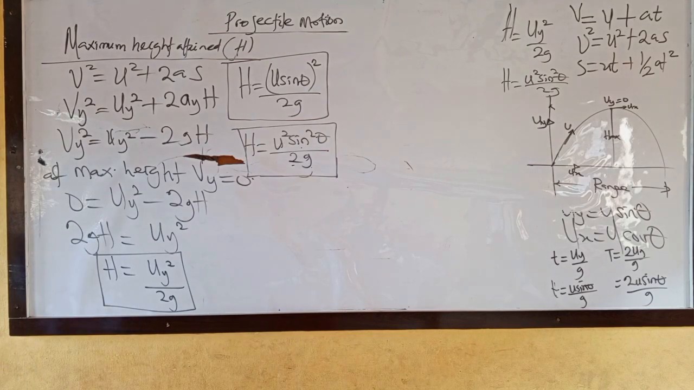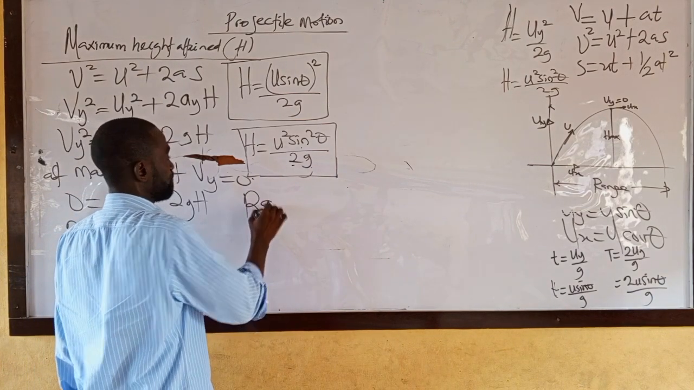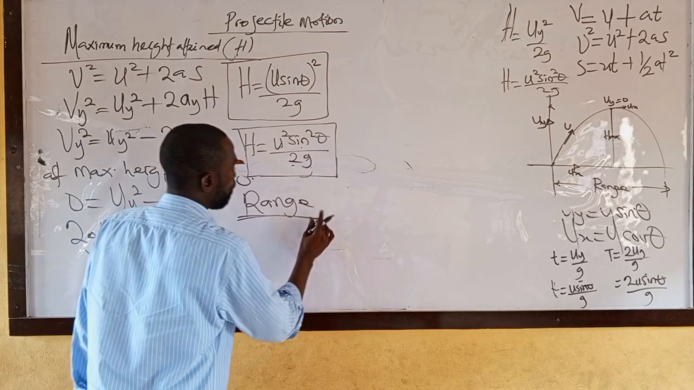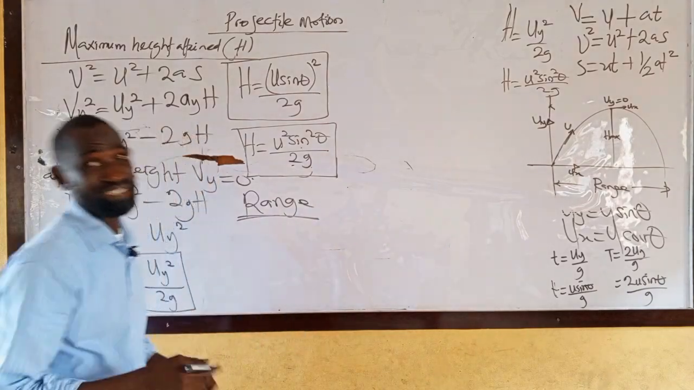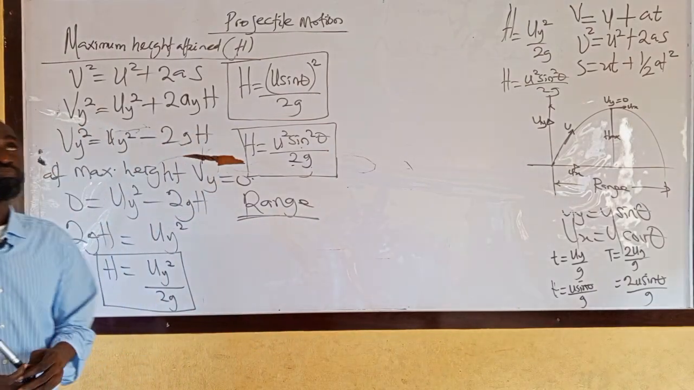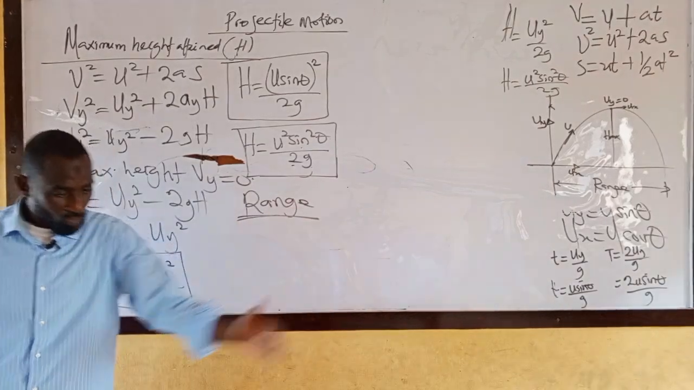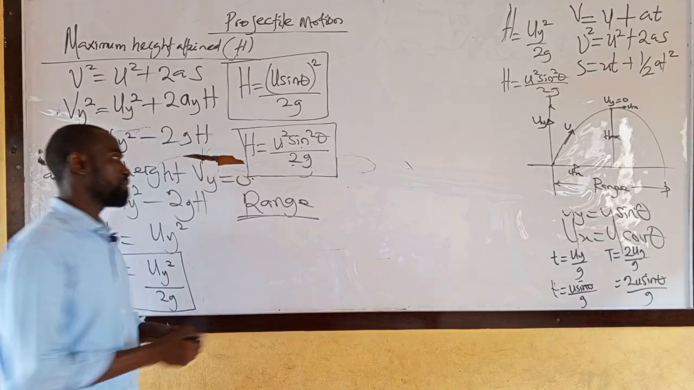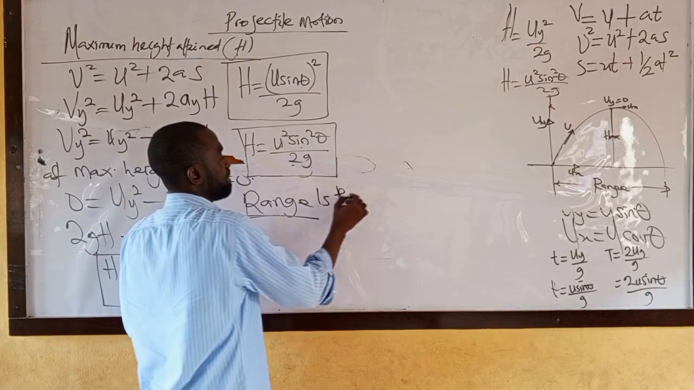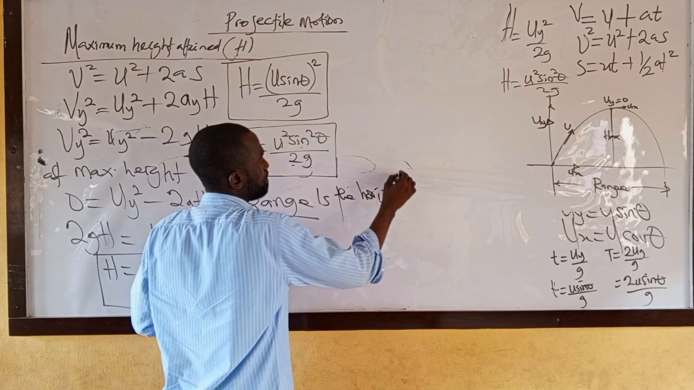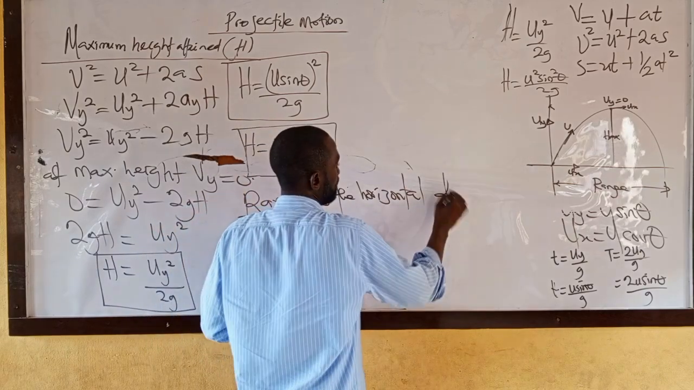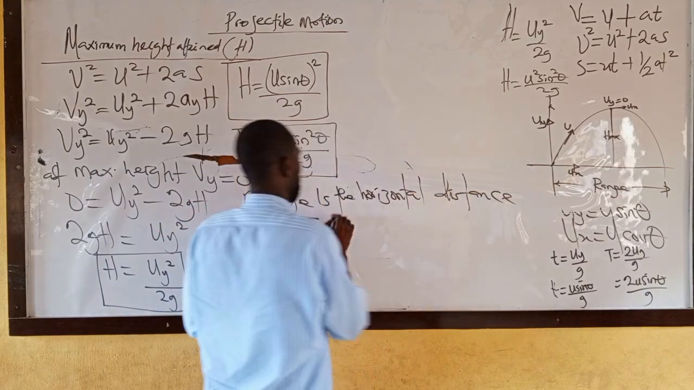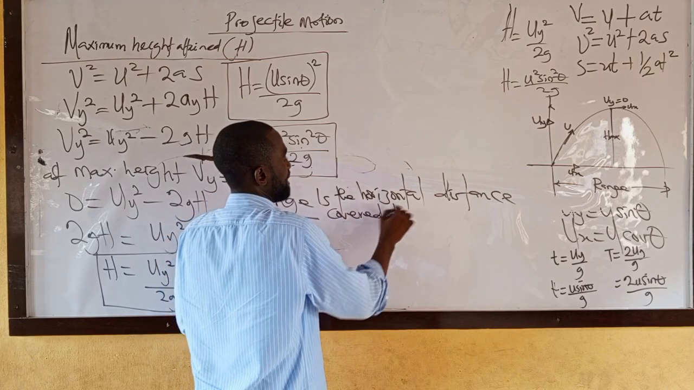Then the last one, under this, is what we call the maximum range. This is the horizontal distance covered. So if you see a question that says calculate the horizontal distance covered, they are talking about the range. Range is the horizontal distance covered by a projectile.